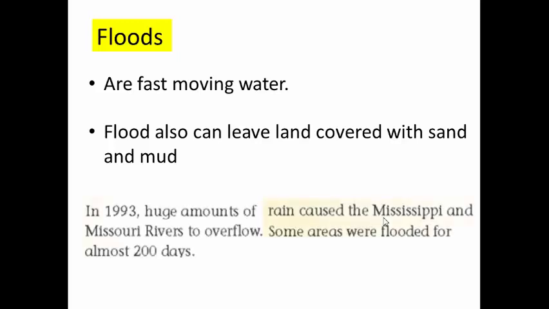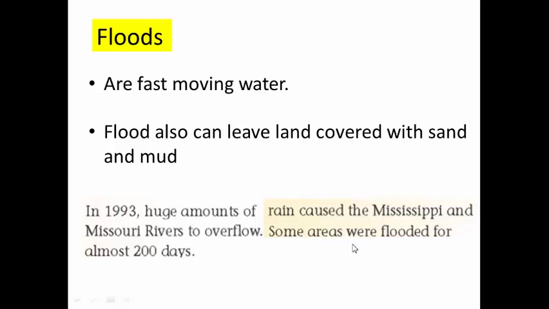Let's talk about a quick story about this flood. In 1993, huge amounts of rain caused the Mississippi and Missouri rivers to overflow. To overflow means flood happened in this part. It means flow, but in an over way, in an exaggerated way. Some areas were flooded for almost 200 days.